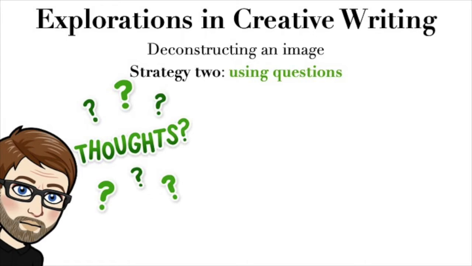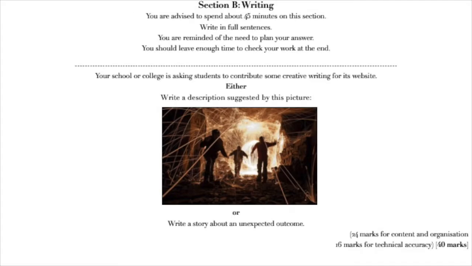Today we're going to be looking at how we use questions as a strategy to deconstruct an image when completing a creative writing task. So on your screens now is a fairly typical English Language Paper 1 Section B Question 5 style task that you might get in lesson or in your GCSEs. You've got a choice of tasks: write a description, write a story.